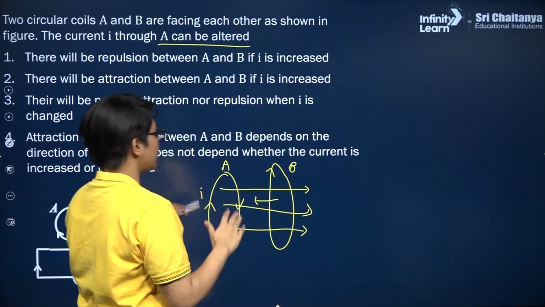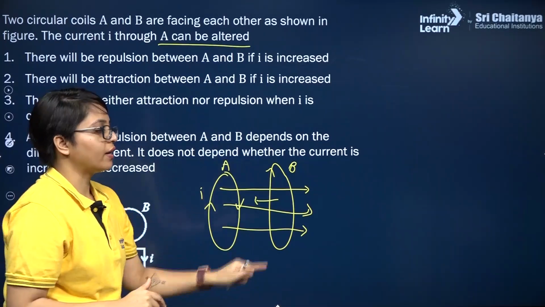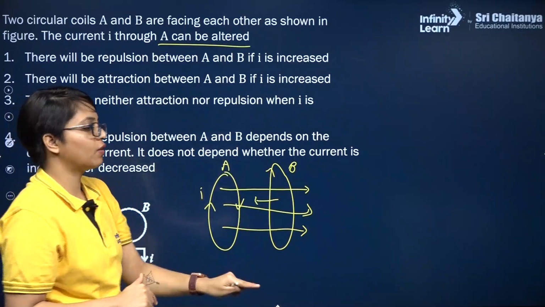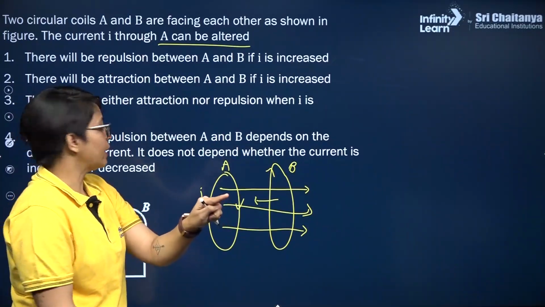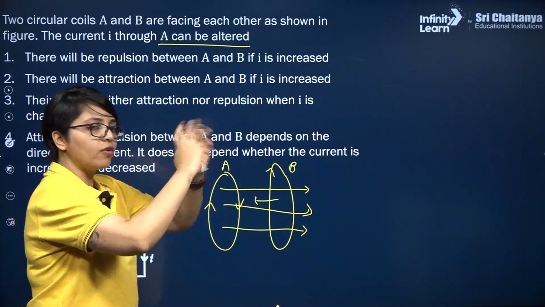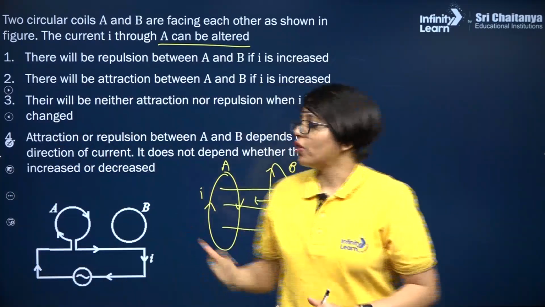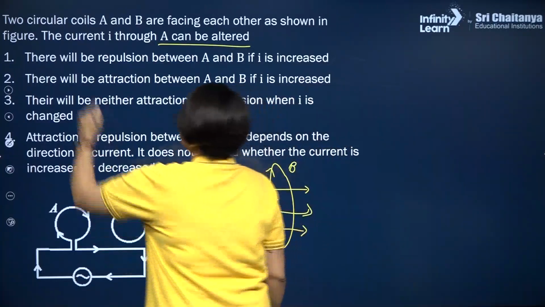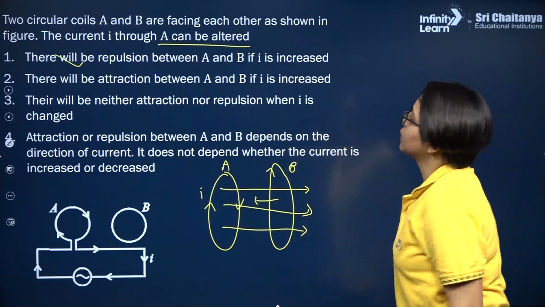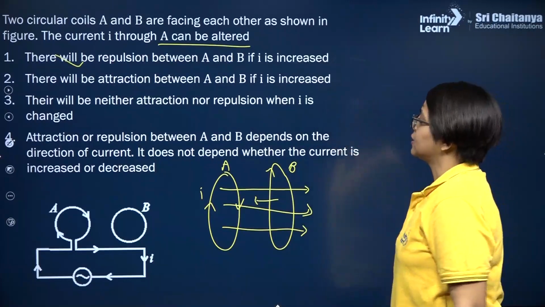Over here you can see that in coil A current is flowing like this. If you imagine one coil in front of you, current is in the clockwise sense, and in coil B current is flowing in the anti-clockwise sense like this. So, if the direction of current is opposite, these two coils will repel one another. So, there will be repulsion between A and B if I is increased.